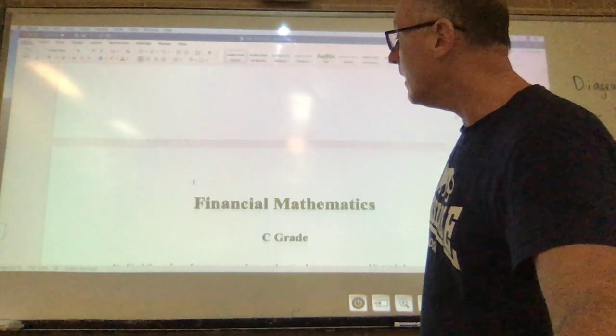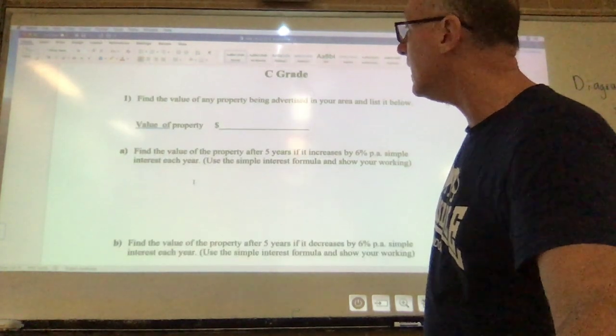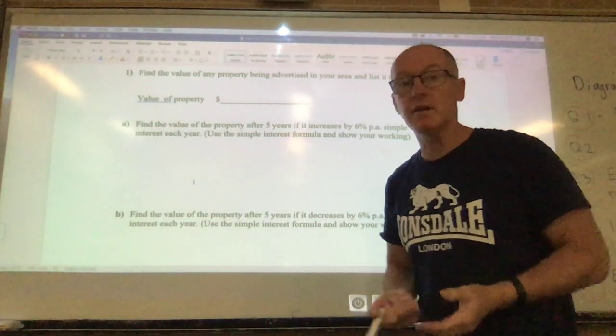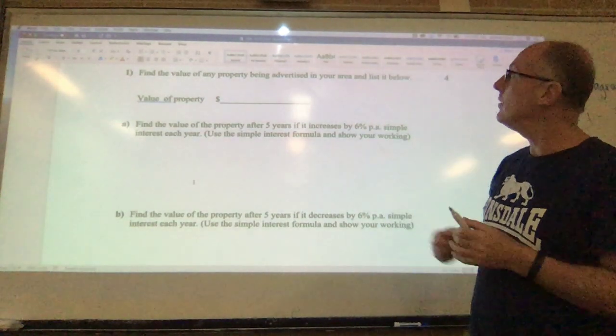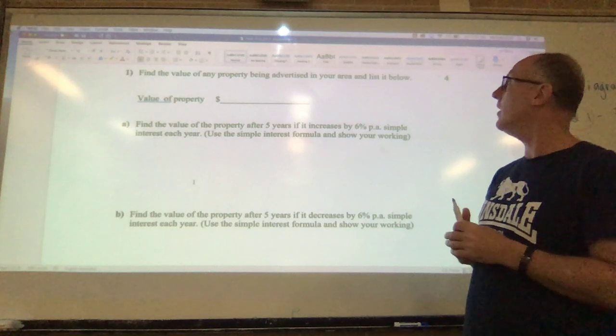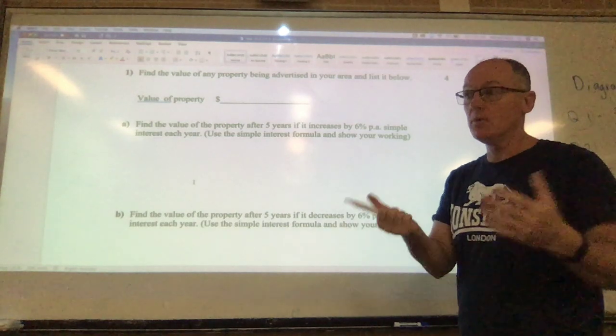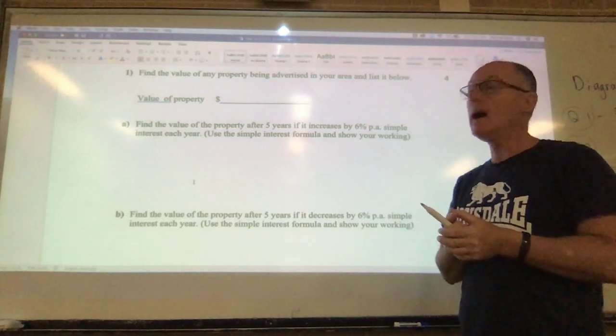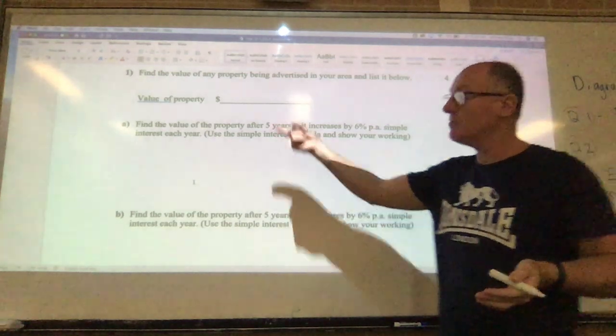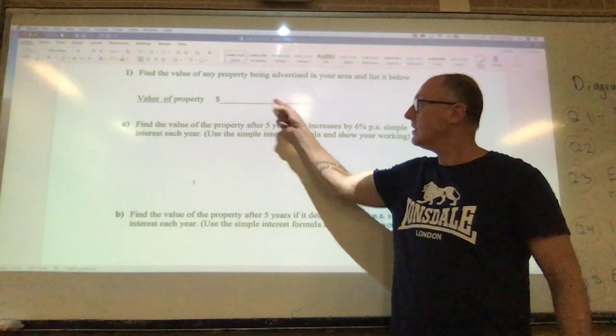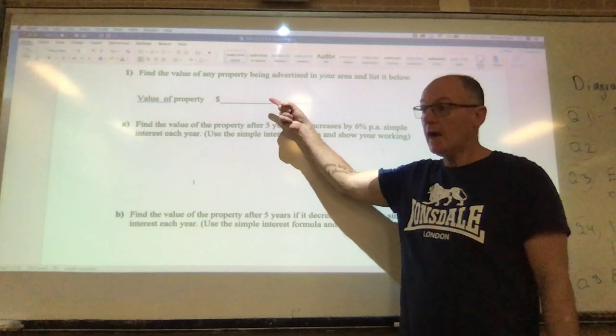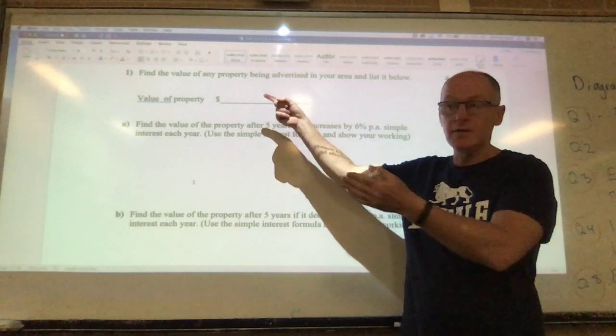Okay, then you go across to financial mathematics. Okay, some of these questions are a bit different because it's an assignment. Find the value of any property being advertised in your area. So just look in the paper, look in the internet, find the value of any property. So it should be in the hundreds of thousands. Write it down here, round it off to the nearest thousand. Don't have $295 at the end.